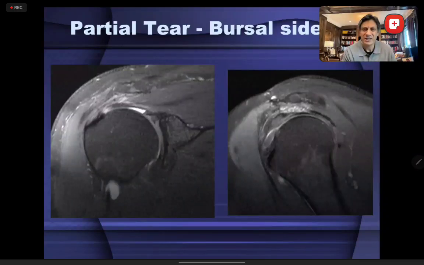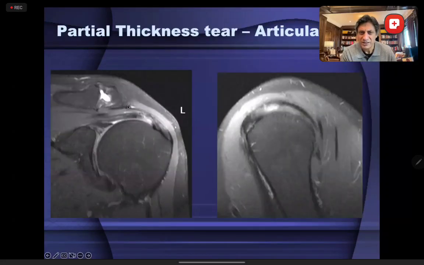Let's look at the examples. So what you see here is an abnormal signal here. Can you see that? Which is pretty much the same signal. It's quite focal, but pretty much the same signal as the fluid. So I would call it a partial thickness articular surface tear, which is equivalent to this here, corresponding to this here. There's also a bit of muscle tendon junction edema, which is fine. Look at another articular surface tear. Can you see that? The signal is very similar to fluid elsewhere. So this is an articular surface tear.